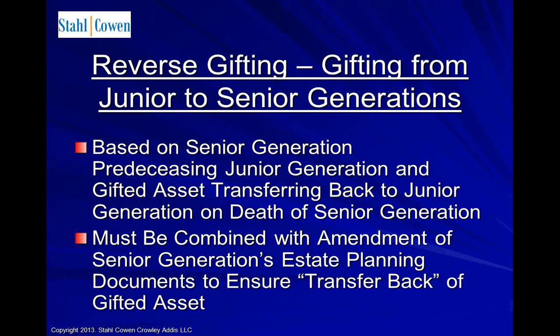Now, one thing that will be done in conjunction with reverse gifting is you're always going to want to do something here, because reverse gifting is really almost a transitory form of gifting, in the sense that ultimately you'll see the asset is going to go back from the parent to the child. So when we do reverse gifting, it's really a two-step process. One is gifting the asset from the child to the parent. The second step is amending that parent's estate planning documents to ensure that on the parent's death, that asset is going to transfer back to the child.